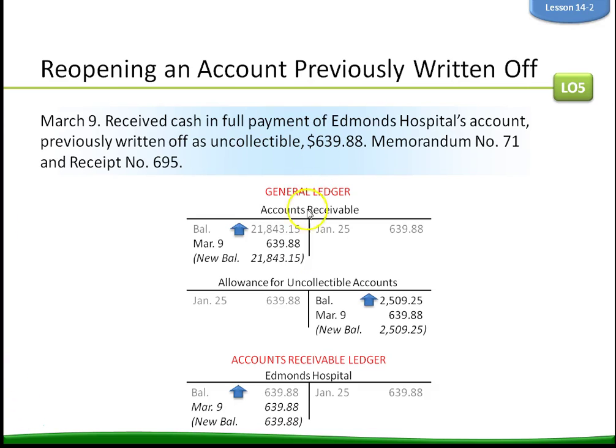Accounts receivable is debited for $639.88 to replace the amount previously written off in the general ledger account. And then we have the allowance for uncollectible accounts. It's credited for $639.88 to replace the amount that was removed when Edmonds Hospital account was written off. Also, the Edmonds Hospital account in the accounts receivable ledger is debited for $639.88. This entry to reopen the account is the exact reverse of the entry to write off the hospital account.